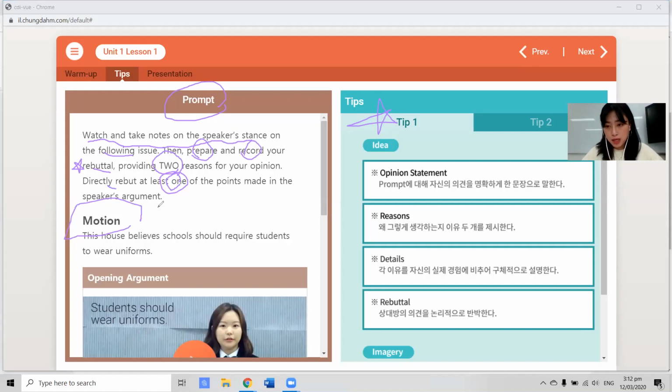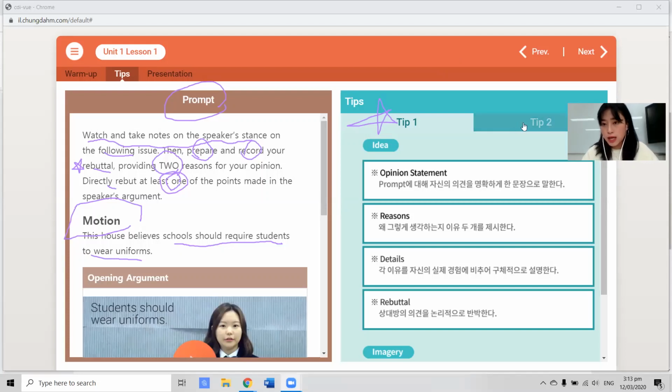And then if you look here, motion. Basically what the motion means is it's just your topic. So it says here, this house believes schools should require students to wear uniforms. So everything that this student down here is going to talk about is going to be trying to persuade us why students need to wear uniforms. Your mission is to disagree with this because you are on the other side. You are going to try and convince that uniforms are not necessary and that we, the students, should not wear school uniforms, okay?